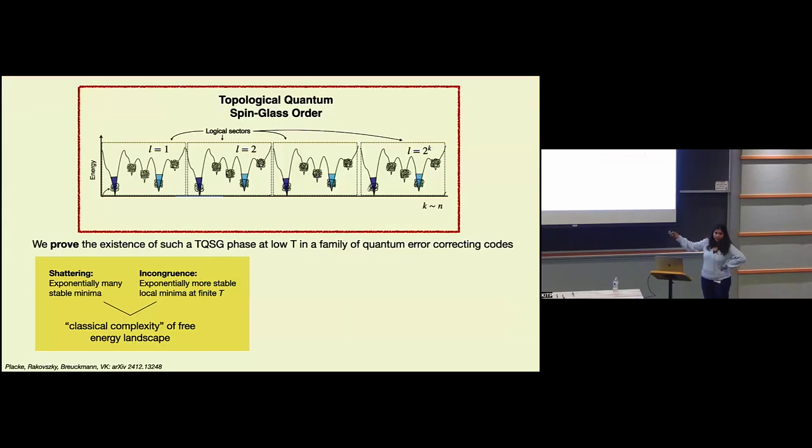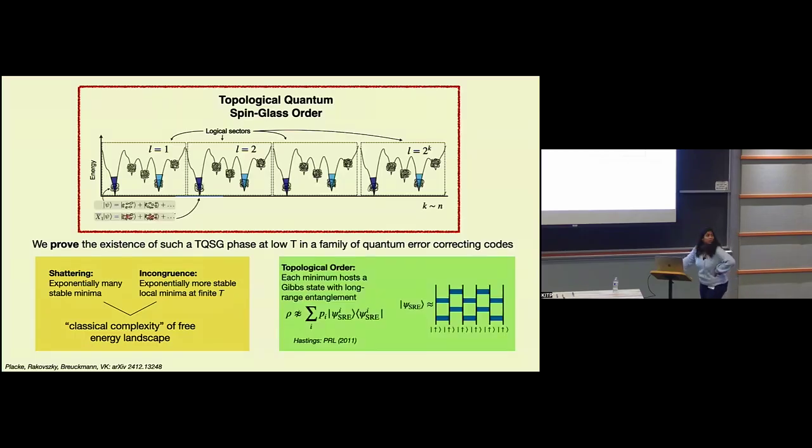So there are many global and local minima. Here K is proportional to n, so I have 2^k ground states. But within a given logical sector, I have exactly one ground state, and exponentially many local minima, which are each stable and which are each very far from the ground state, in a way that you can make precise. And then, what makes this topological?